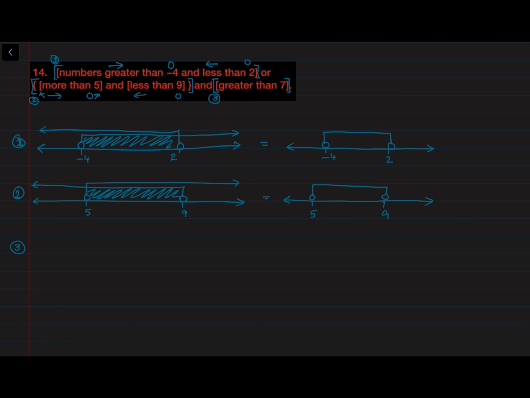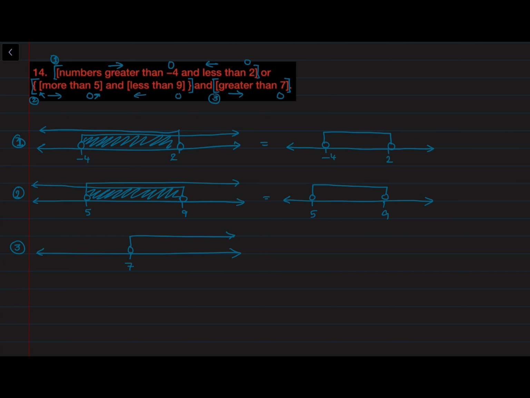Then for our final interval, we have numbers that are greater than 7. So we draw our number line, we plot down our numbers, and we're looking for numbers that are greater than 7. We can't simplify this further, so we can just leave it like this. We would have numbers that are greater than 7, and that's our final interval.